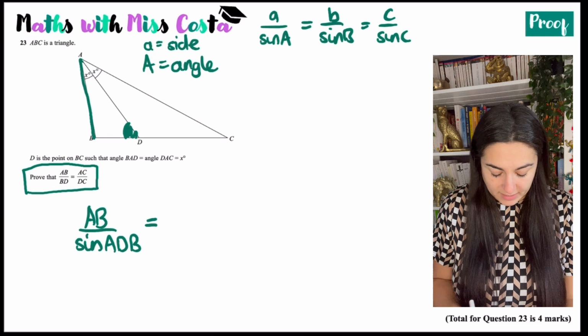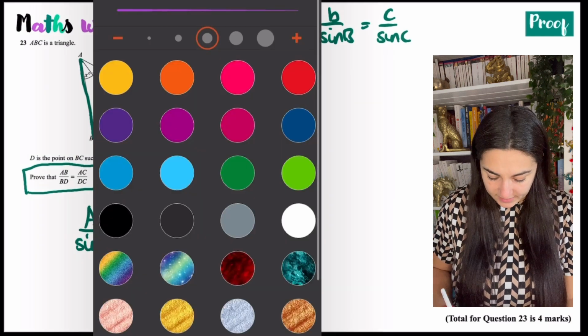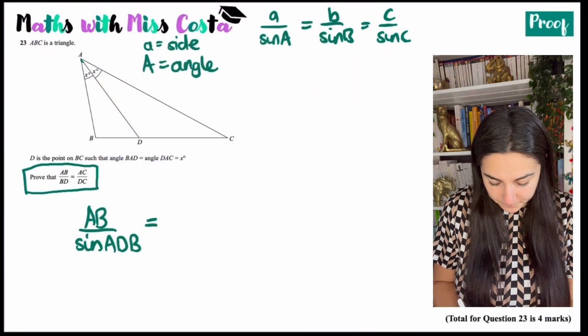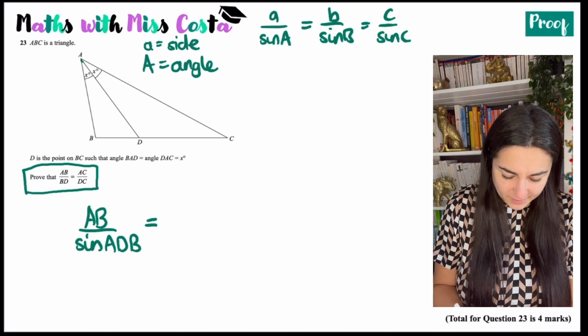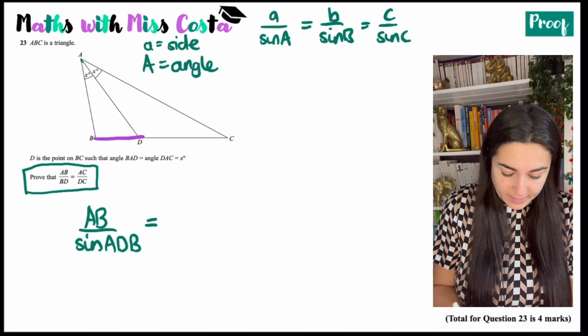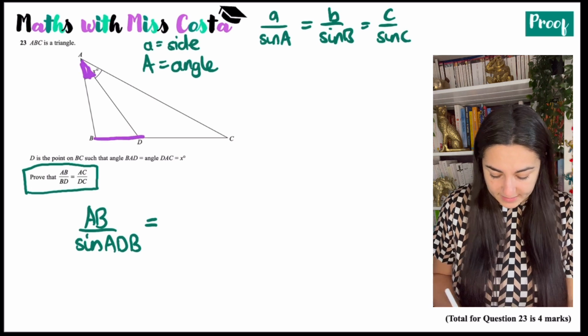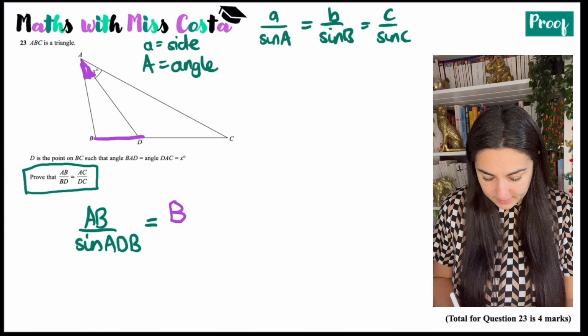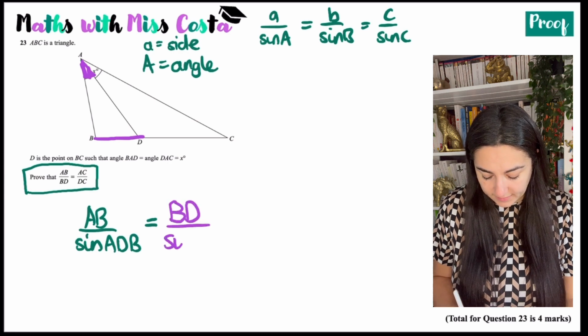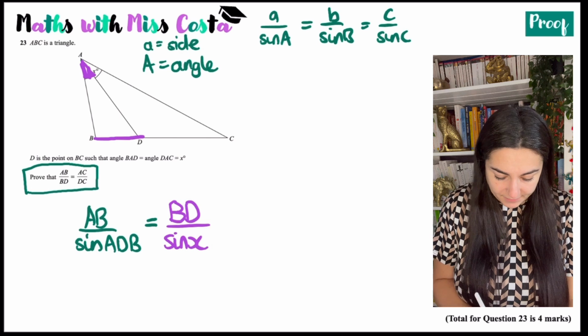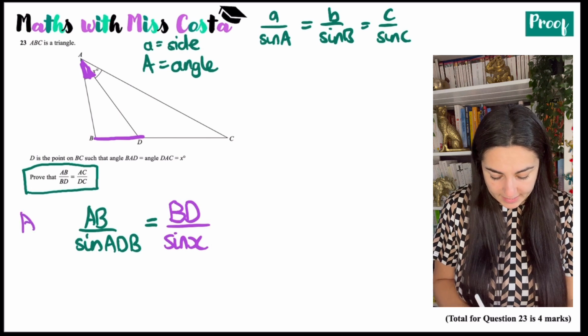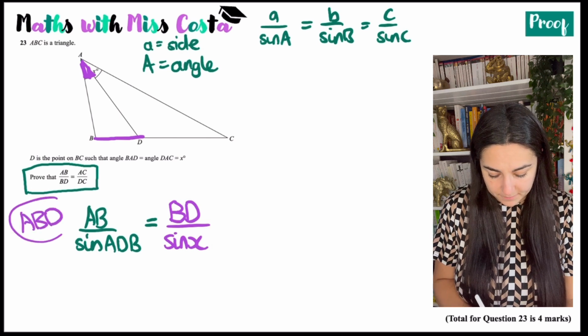must be equal to the other sides that we've been given, which is BD. Oh no, I didn't want it to delete it. Oh well. BD, and this is the angle of BD, so that would be BD over sine X.